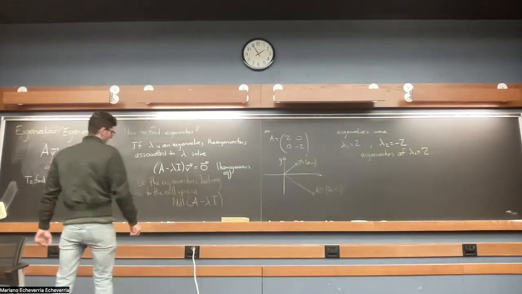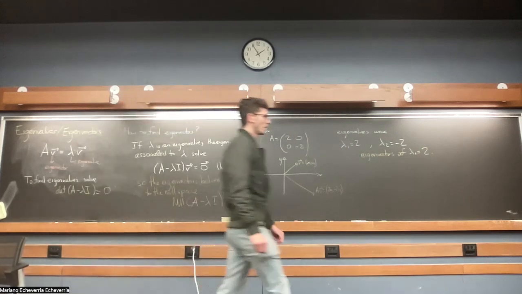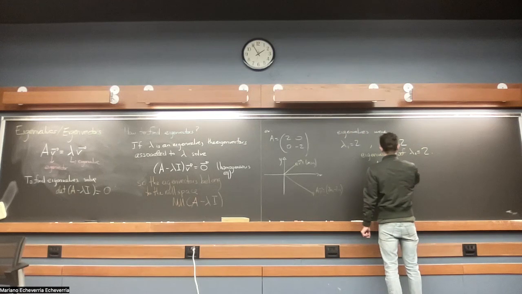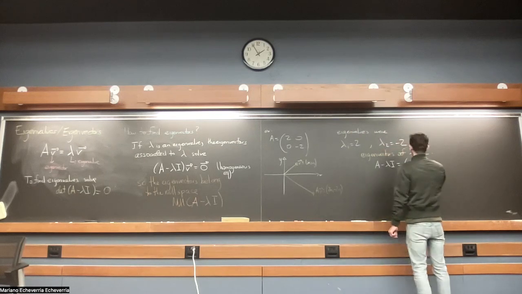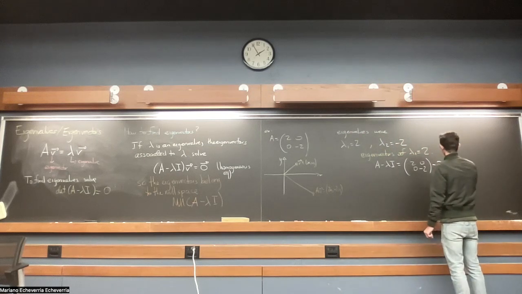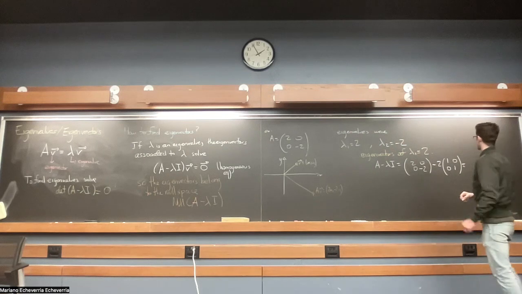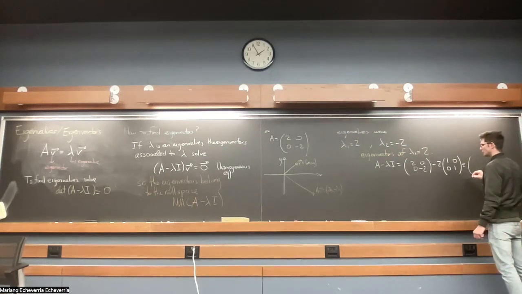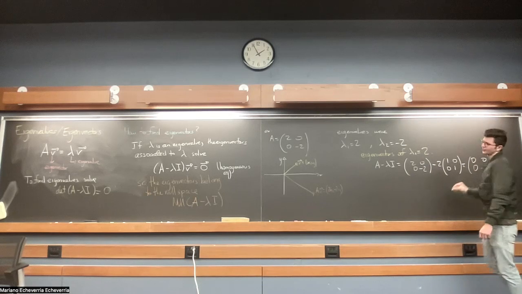So you have to look at A minus lambda I. A is 2, 0, 0, -2 minus lambda. Lambda is 2, so it's 2, 1, 0, 0, 1. So when you do this, take the difference between these two matrices, the 2's in the first entry cancel, and then this one just gives you -4.